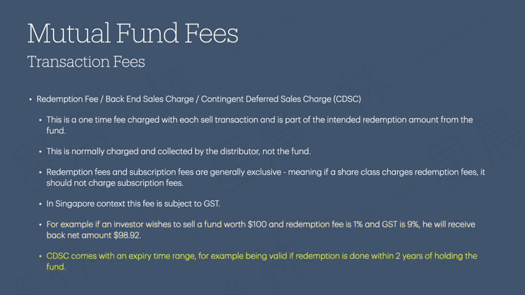CDSC specifically has an additional time range associated to the validity of the fee. For example, a fund may charge a CDSC if the investor redeems the holdings within 2 years of investment. Some funds may charge a tiered CDSC, such as 2% within the first year of investment, then 1% between the first and second year, then 0% after 2 years. This is what the contingent means in the term CDSC. Similar to subscription fees, do make some comparisons between distributors to ensure you are not being charged above the market norm.